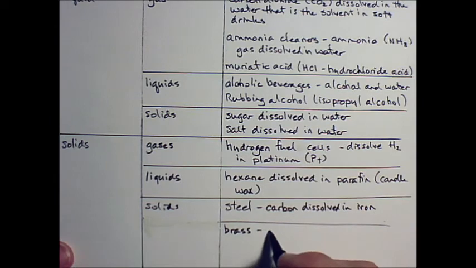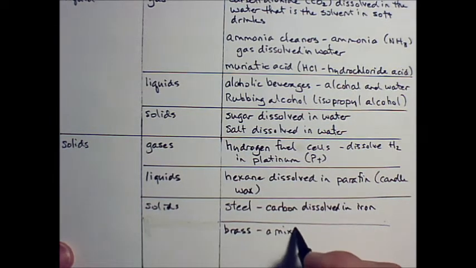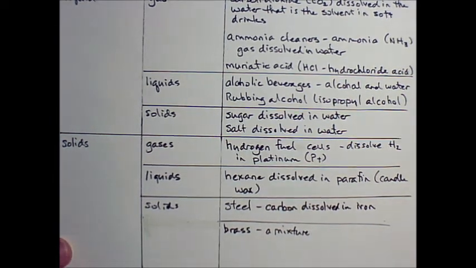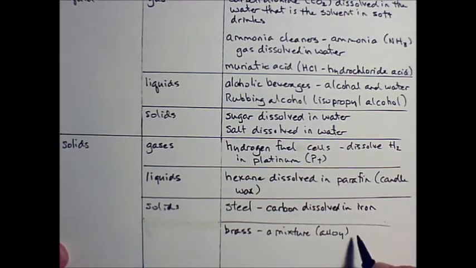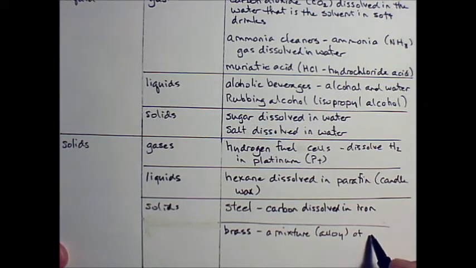So brass is an example of solids dissolved in solids. Brass is a mixture. When you dissolve one metal in another, it's called an alloy. And it's a mixture of zinc and copper.